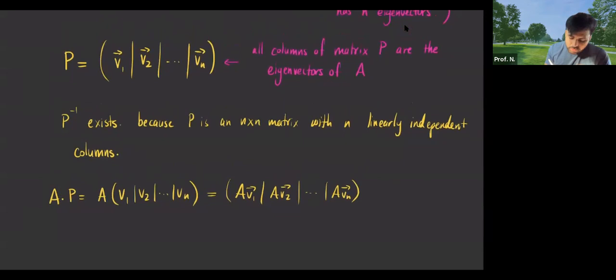And then all of these are what? Lambda V1, lambda V2, lambda Vn. Why does it become lambda? Because the Vi are all eigenvectors. So when you multiply an eigenvector by a matrix A, it's equivalent to multiplying that same eigenvector by a scalar lambda, or in this case, lambda 1, in accordance with V1, and so on and so forth.